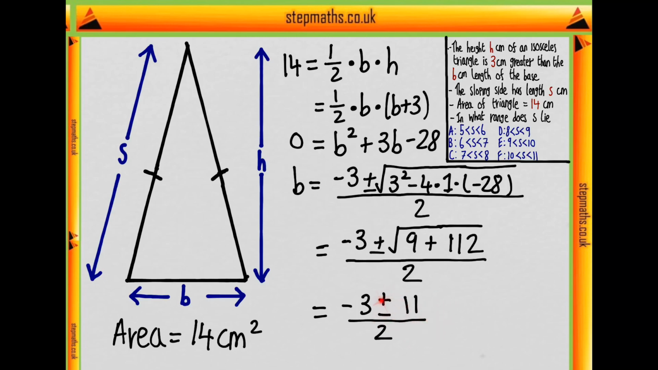Now, we've still got this plus or minus here, but does that minus make sense? Minus 3 minus 11 over 2, that's minus 7. Does a length of minus 7 make sense? Not really. So we don't have to deal with a minus, we can ignore that now. We've got the plus, and if we have plus, this comes out as 4. So we have b equals 4, and so now let's try and find s.